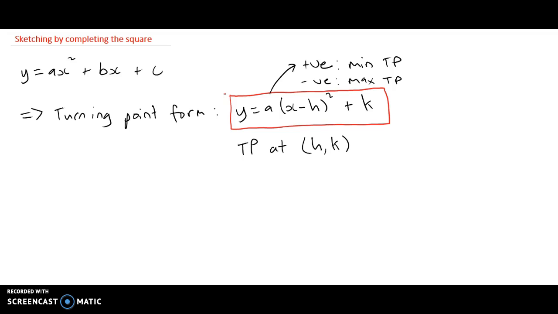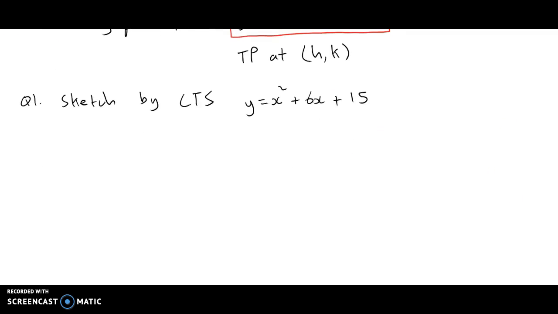Let's jump straight into an example. Sketch by completing the square. For completing the square, I'm just going to abbreviate that to CTS. Sketch by completing the square, y equals x squared plus 6x plus 15. Now, obviously, in order to sketch by completing the square, you need to recall how to complete the square, so hopefully this would be a good reminder.